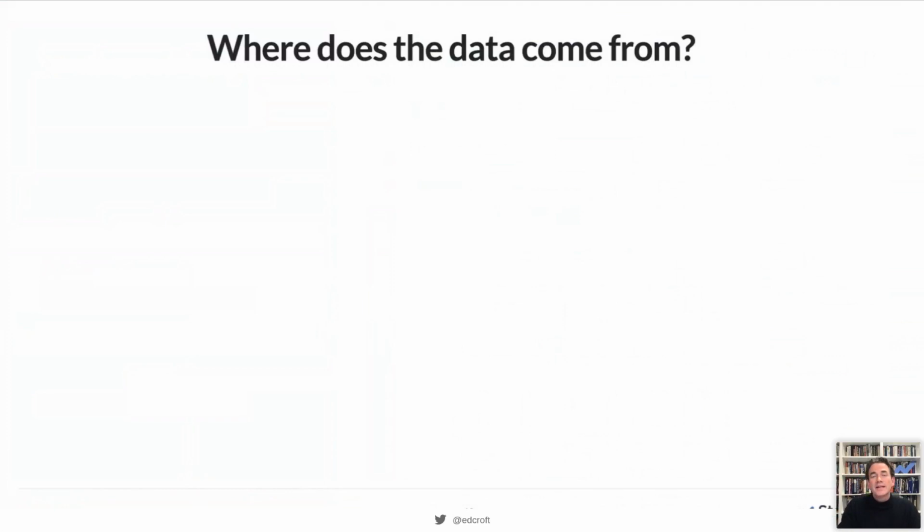And I'm going to go into some detail. Now, where does the data come from? Because this comes up quite a lot. We get asked, how often does it update? Where does it come from? And I think this is worth spending a moment on.